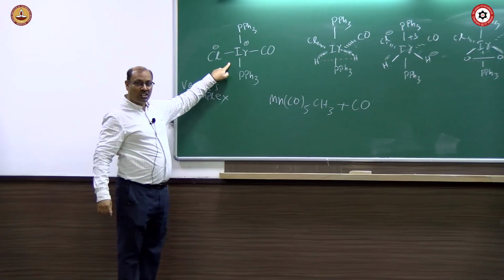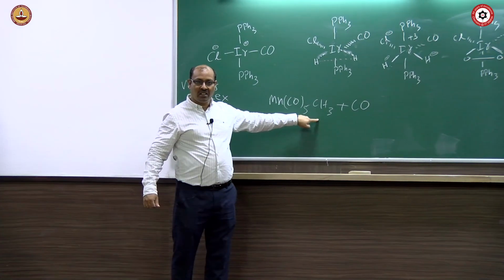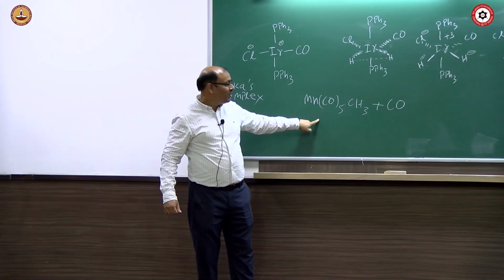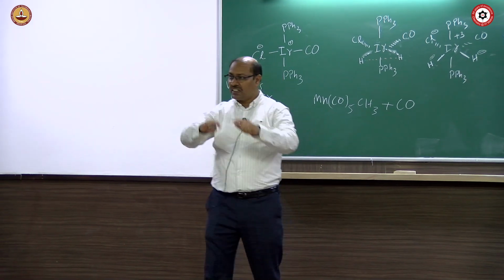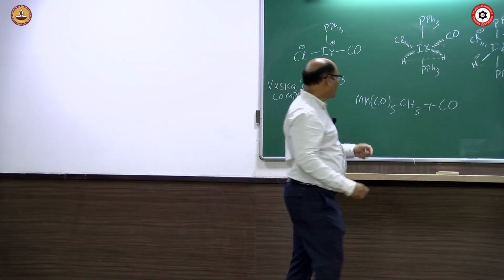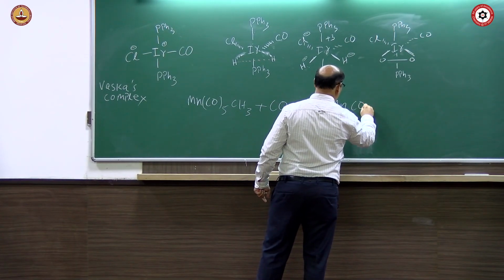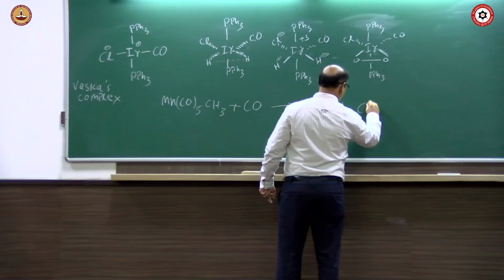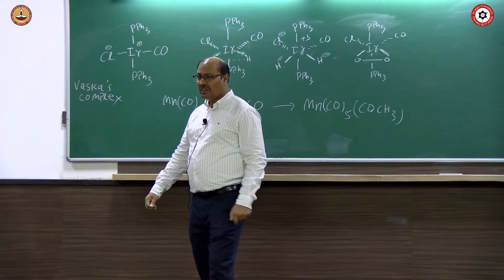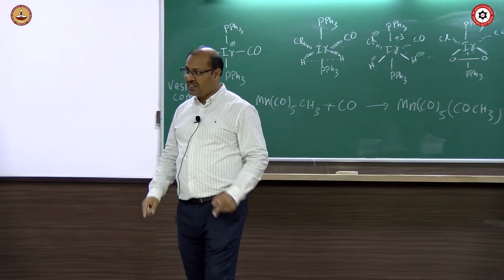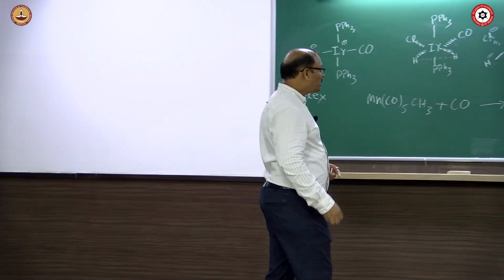So this is called oxidative addition, reverse is reductive elimination. Now MnCO5CH3, you are now familiar with this compound. If you put more carbon monoxide, put under the pressure of carbon monoxide at lower temperature, then this compound MnCO5CH3 becomes MnCO5COCH3. And what is that COCH3?